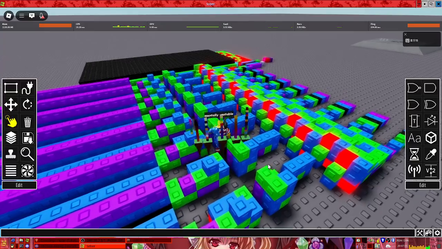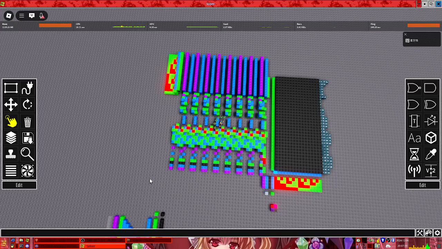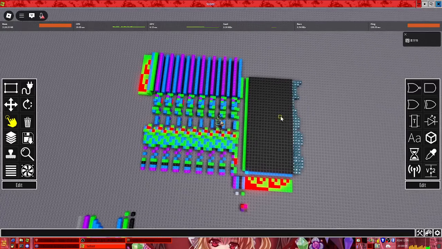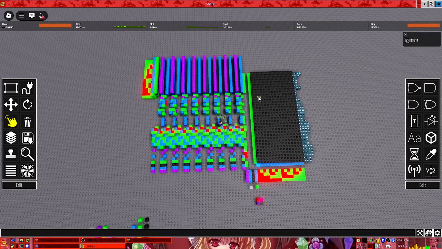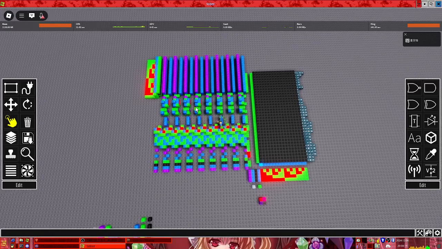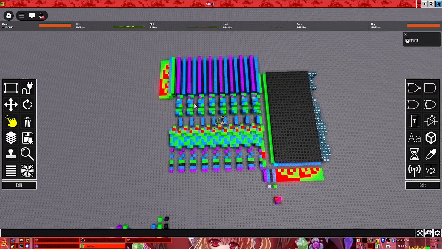CPU means central processing unit, which this whole entire thing is a CPU except for the RAM. The RAM is its own thing, but this is kind of like a CPU controller or a computer controller. This is the ALU, which is the arithmetic logic unit. It does all the logic.